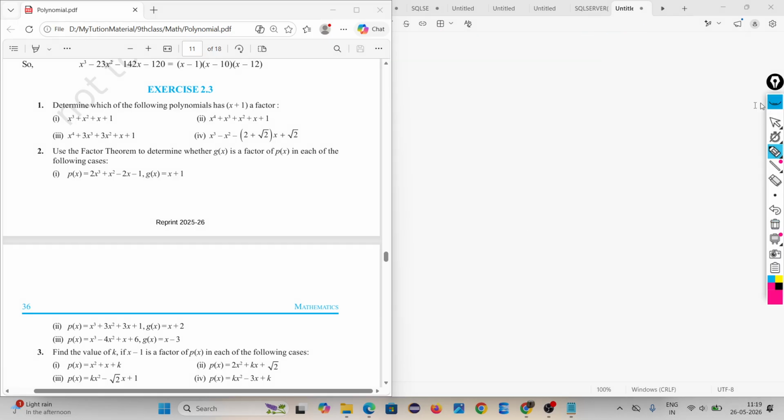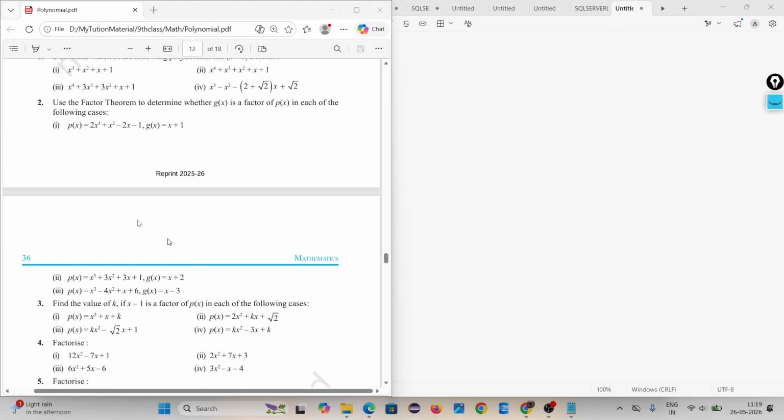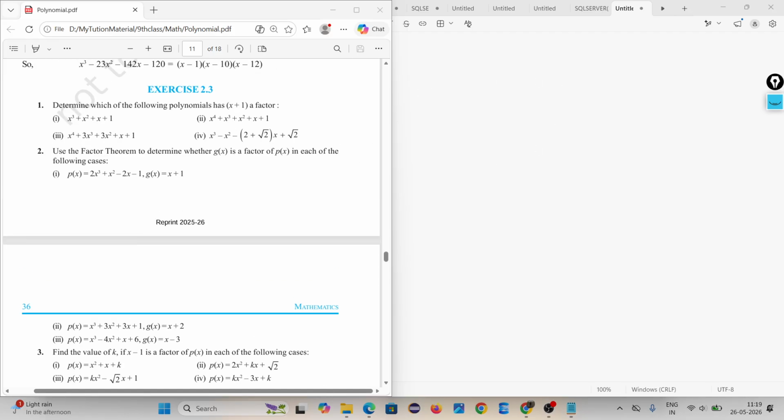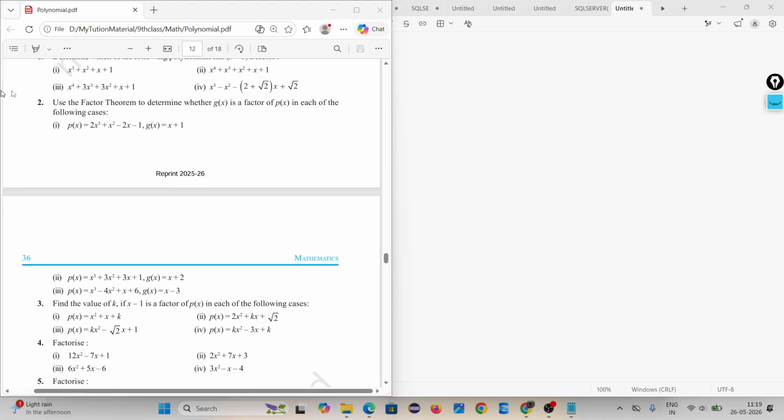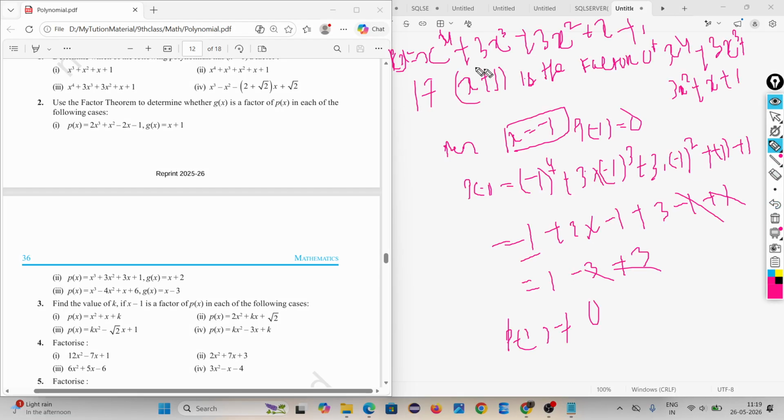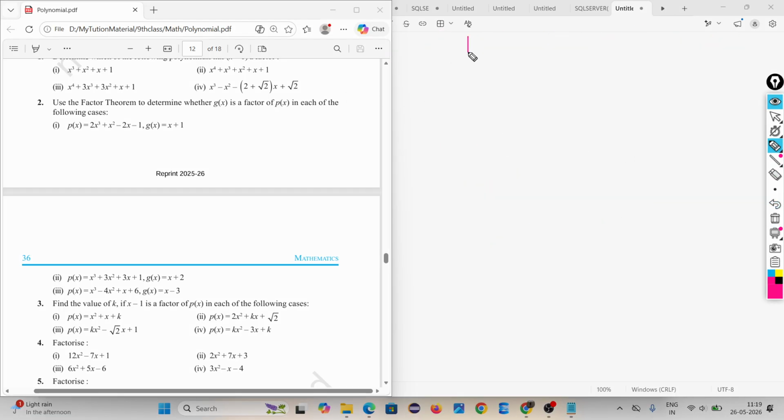Like this you have to check. Even if I make some silly mistake, when you are doing it you understand how to do it. Then come to the next question. Use the factor theorem to determine whether g of x is a factor of p of x in each of the following cases. Same as this, don't be confused. Here p of x is the polynomial 2x cube plus x square minus 2x minus 1.